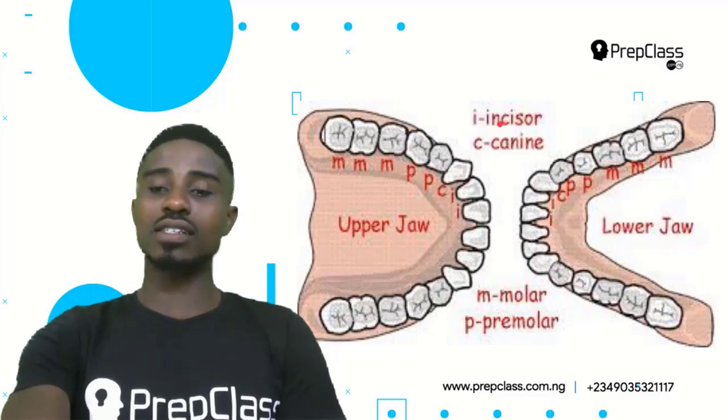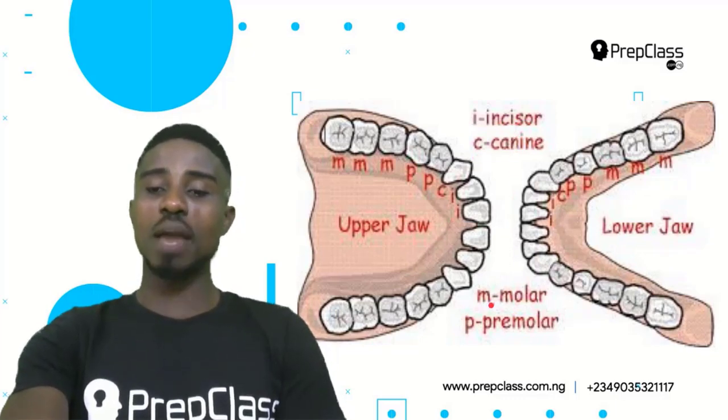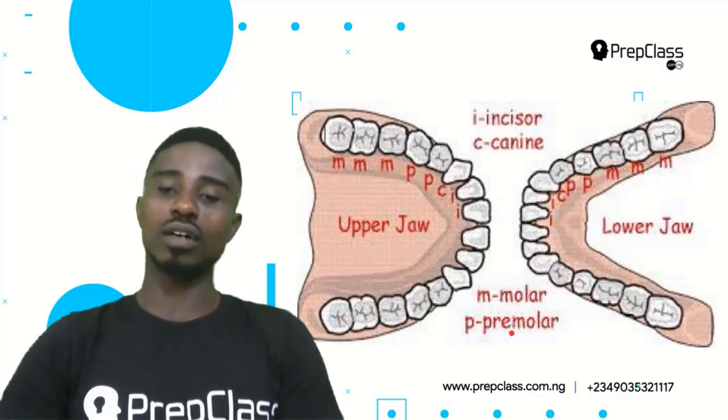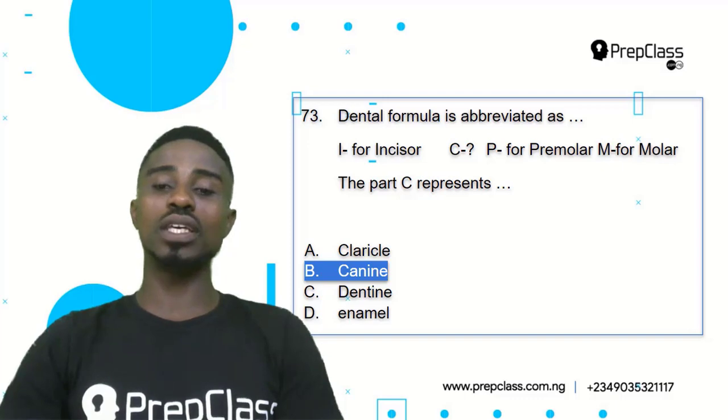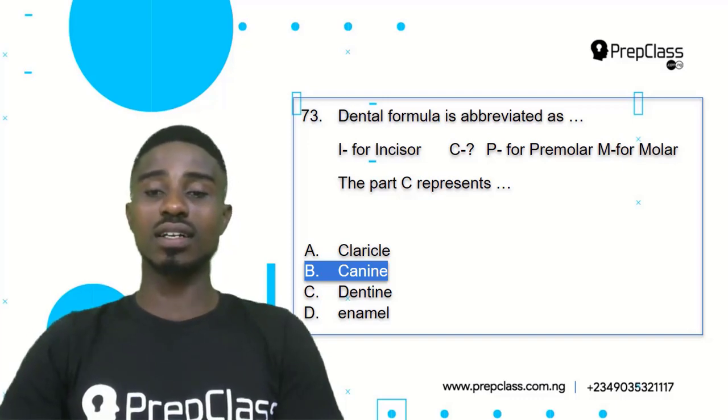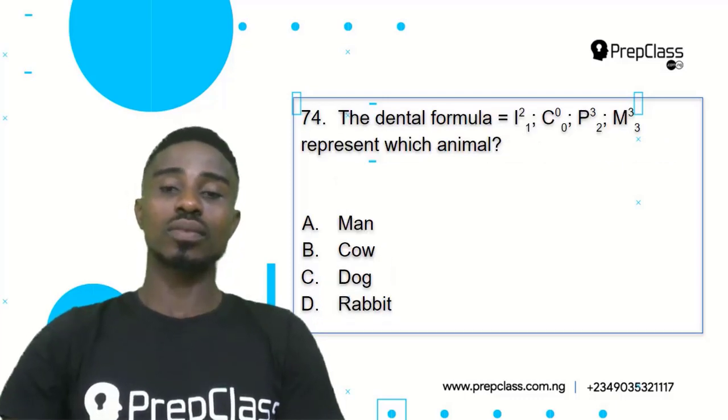Alright, so I is incisor, C is canine, M is molar, P is premolar. Alright, so question 73, option B, canine is our correct answer. Let's look at the next question.